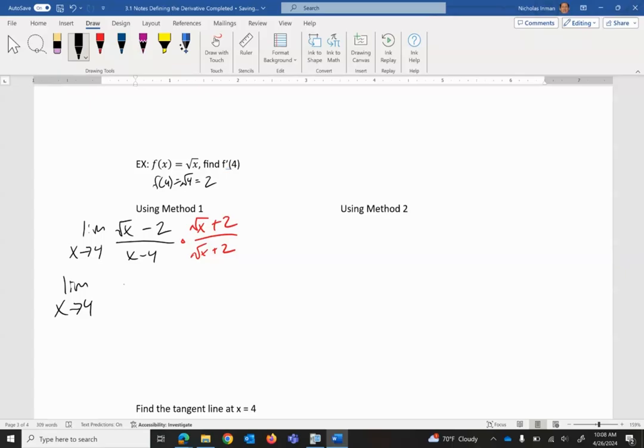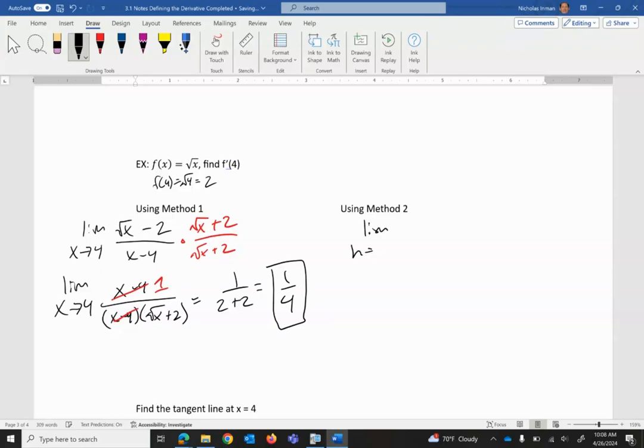Square root of x times the square root of x is x. Square root of x times 2 would be 2 square root of x. Negative 2 times the square root of x is negative 2 square root of x, so those cancel. And negative 2 times positive 2 is negative 4. Now on the bottom, we just have these two things multiplied. And if you did your limit homework, you will remember that those will cancel, so that is a 1 on the top. Now you can plug in 4: 1 over the square root of 4, which is 2, plus 2. We've got 1/4.